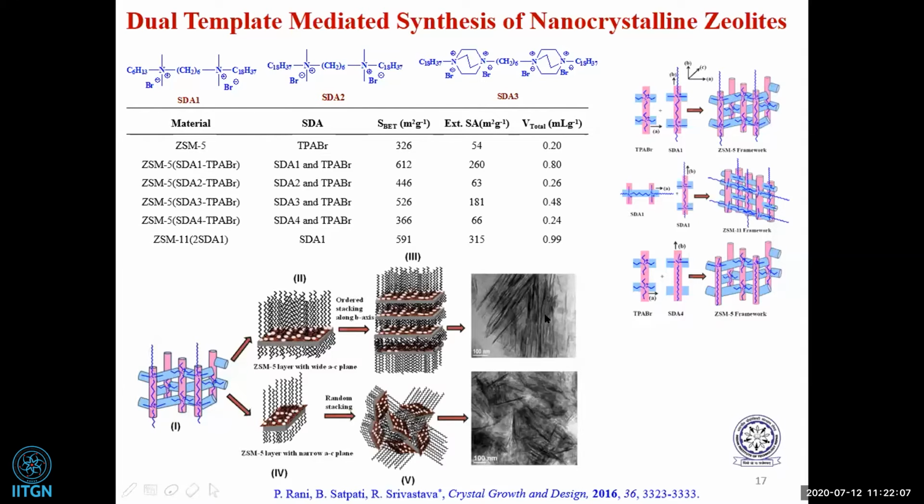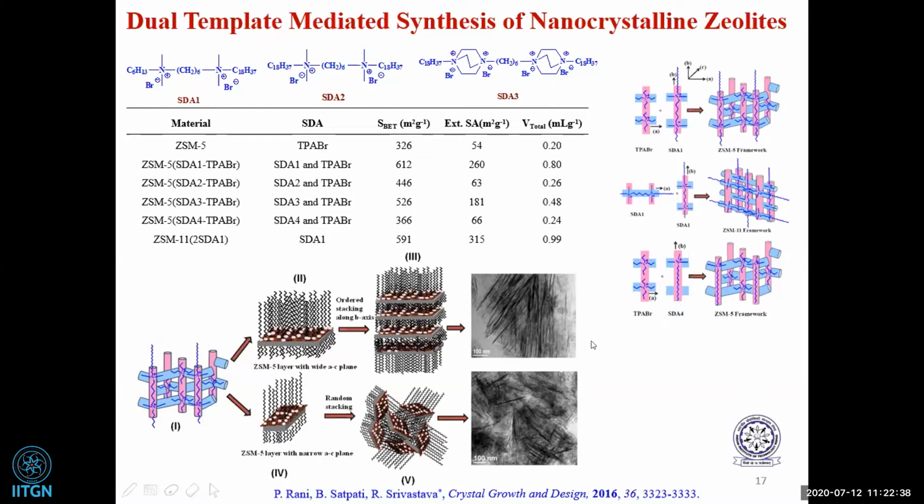Now I will explain why the nanosheet is observed. Actually, this is the framework structure of the ZSM-5. You can see that it has a straight channel and a sinusoidal channel. So when you add the SDA1, it prefers to locate in the straight channel, whereas the TPABr prefers to locate at the intersection. So what will happen? The growth along the b axis will not happen because of the hydrophobic interactions. It will only grow along the ac plane. That is why we are observing the nanosheet-like morphology in this case.